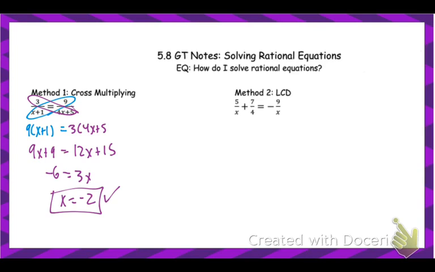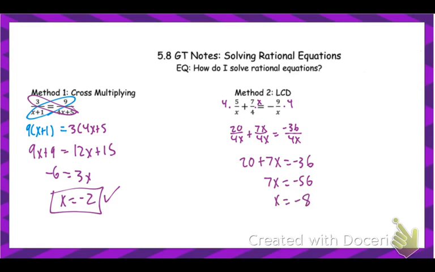So this common denominator here is going to be 4x. So I need to multiply by 4, by x, and by 4. So that gives me 20 over 4x plus 7x over 4x equals -36 over 4x. Again, since the denominators are the same, at this point I can just solve the numerators. So I get 7x equals -56, x equals -8.